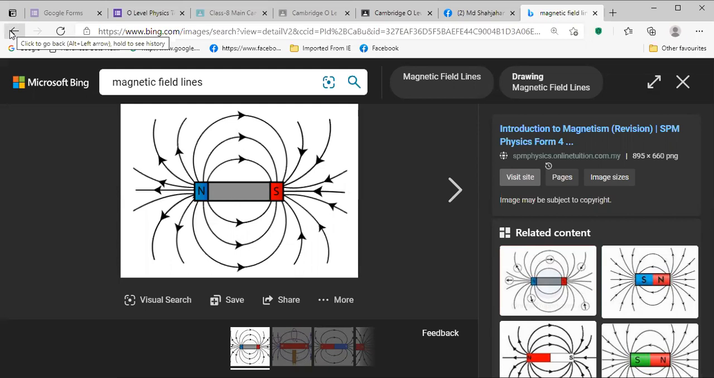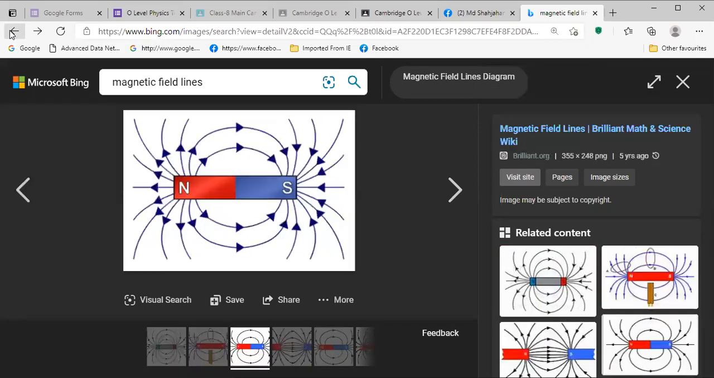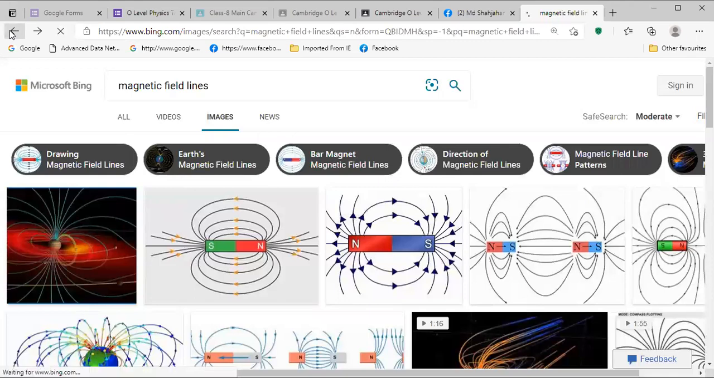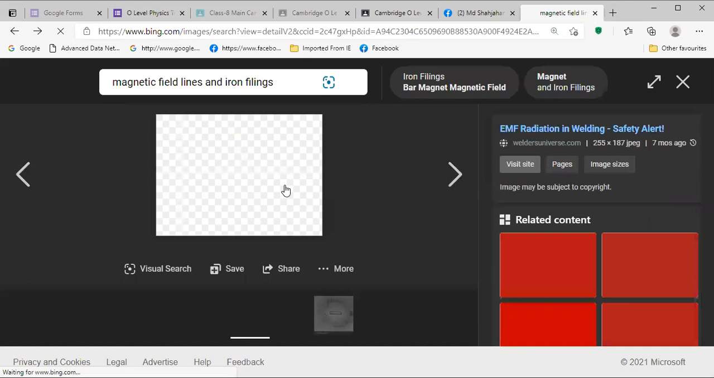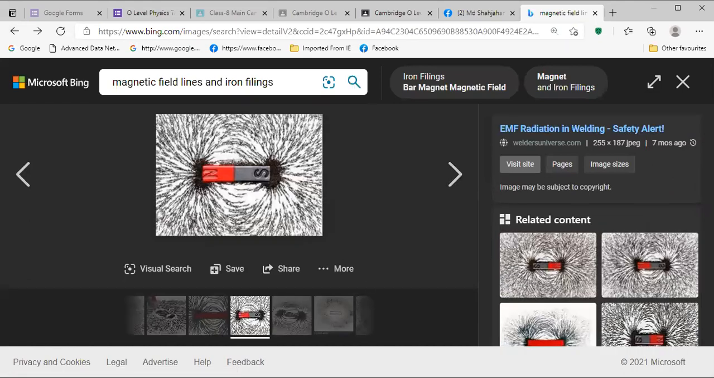This one you have to draw. I sent it to you in the group. This one also I'm sending in the group, but this one you do not need to draw.